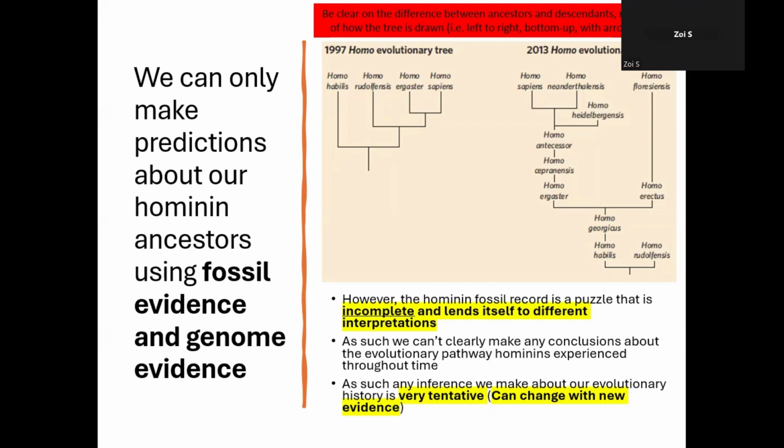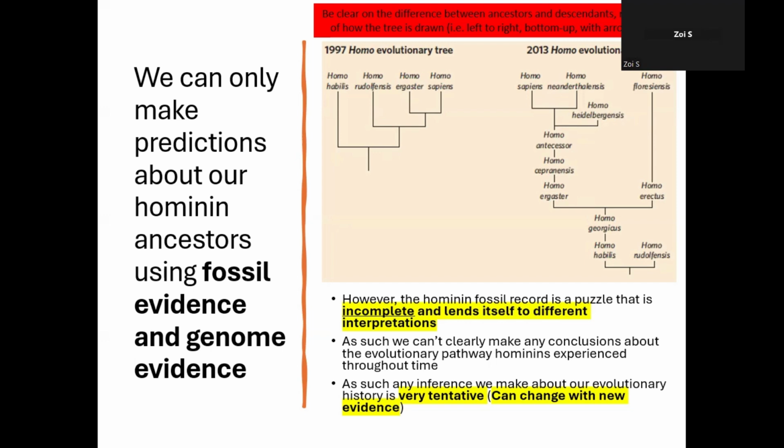So that's why it lends itself to different interpretations, and it's also very tentative, because when new evidence emerges, we need to try to accommodate it into our evolutionary tree, and then we have to try to interpret it in the right way. So there is room for interpretation.